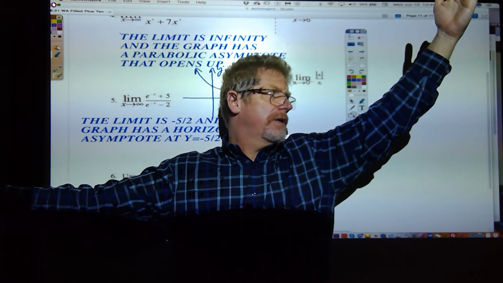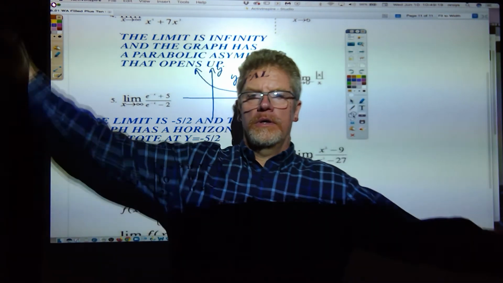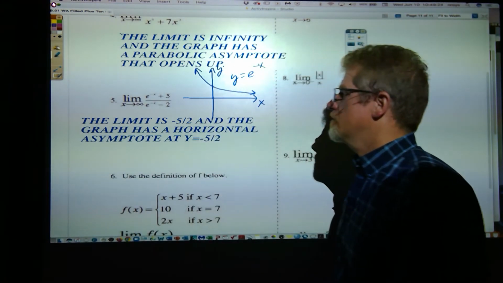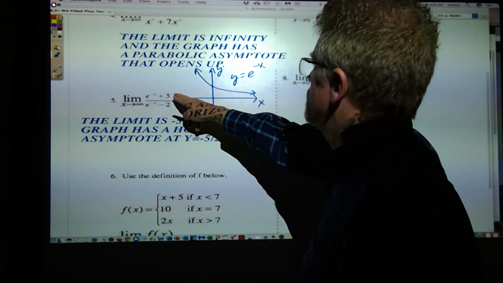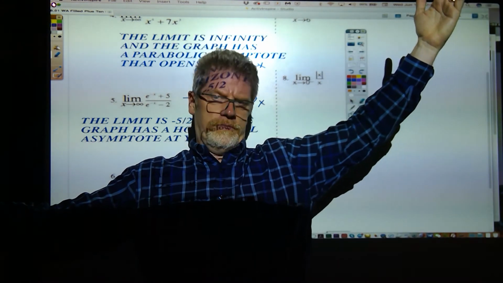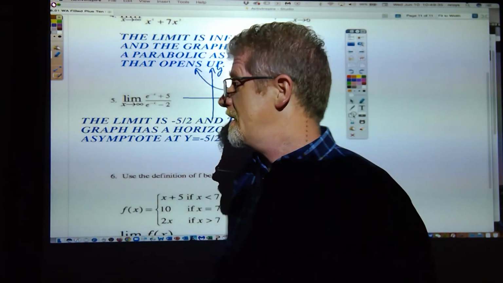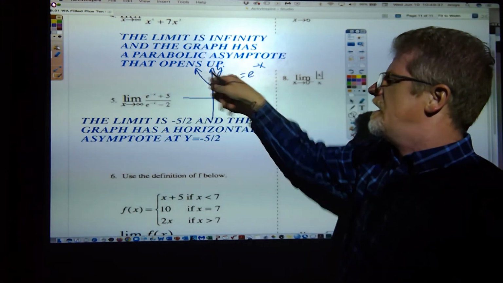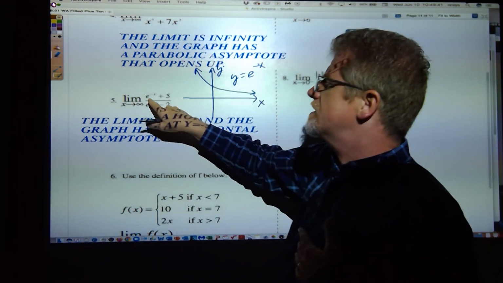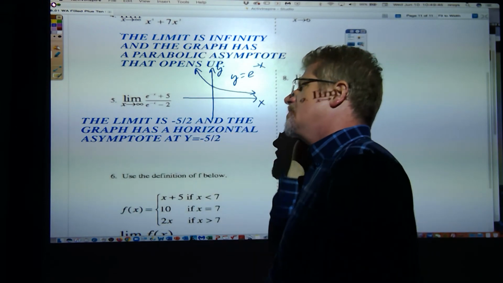And from your perspective, e to the x looks like that. I want to make sure that I'm doing this from your perspective. And then e to the negative x would be a reflection over the y-axis. So as x approaches infinity, e to the negative x is approaching 0. So think of this as 0 plus 5 over 0 minus 2. So it's approaching negative 5 halves.